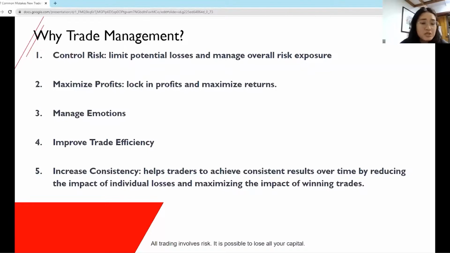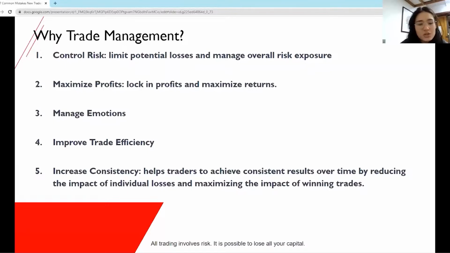Third, managing emotions. The discipline and structure that trade management provides can help traders to stay calm and rational even in volatile markets. So this can help prevent impulsive decisions driven by fear or greed. And next, we have improved trade efficiency. By having a well-defined trade management plan, traders can make more informed decisions and avoid the cost and time of having to constantly monitor and adjust their positions. And lastly, increased consistency, which we've already mentioned earlier.